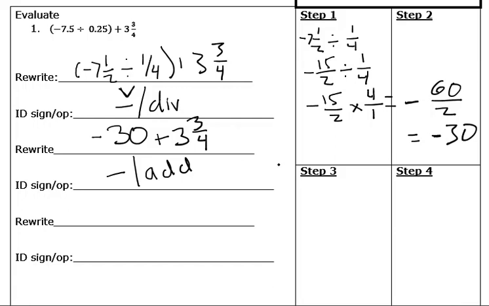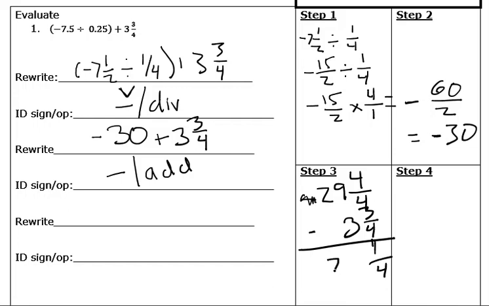And in order to do that, let me go over here. I'm going to take negative 30. I'm actually going to borrow, so it's a fraction, negative 29 and 4/4 minus 3 and 3/4. Okay. I can just subtract like I normally would. 4 minus 3, 1/4. 29 minus 3 is 26. And I know that my answer is going to be negative. So my answer here is negative 26 and 1/4.